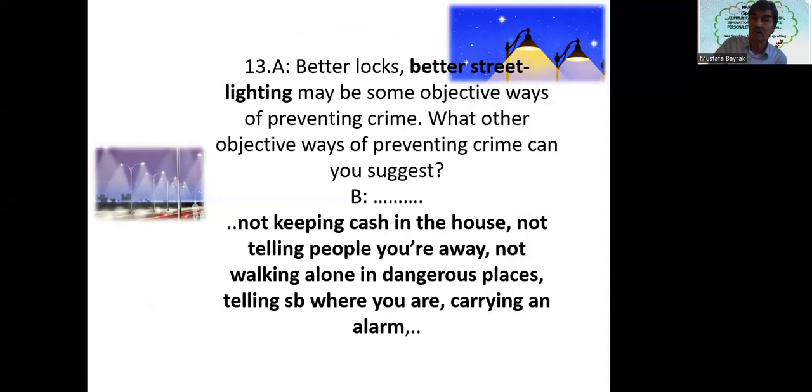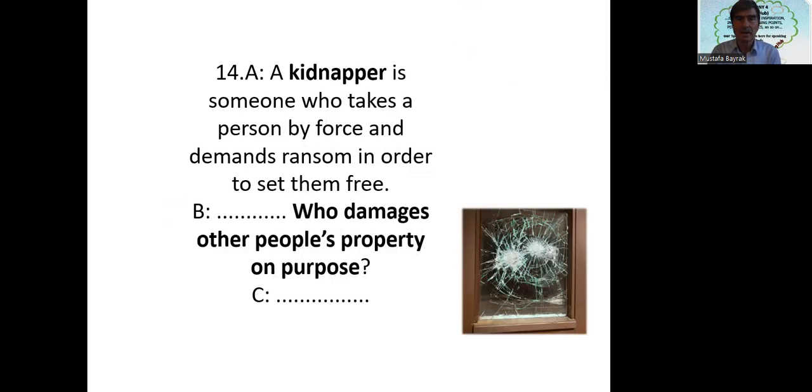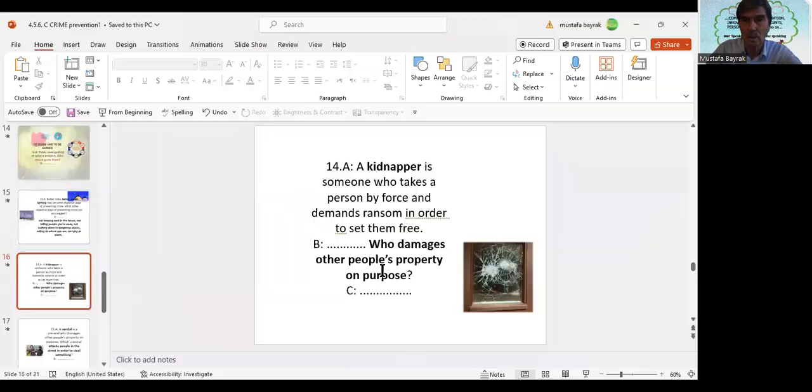Yes, carrying an alarm, for example, in our car or in our house, is also another way of preventing crime. A kidnapper is a criminal. In fact, a kidnapper is someone who takes a person by force and demands ransom in order to set them free. So, who damages other people's property on purpose? Who is that person?